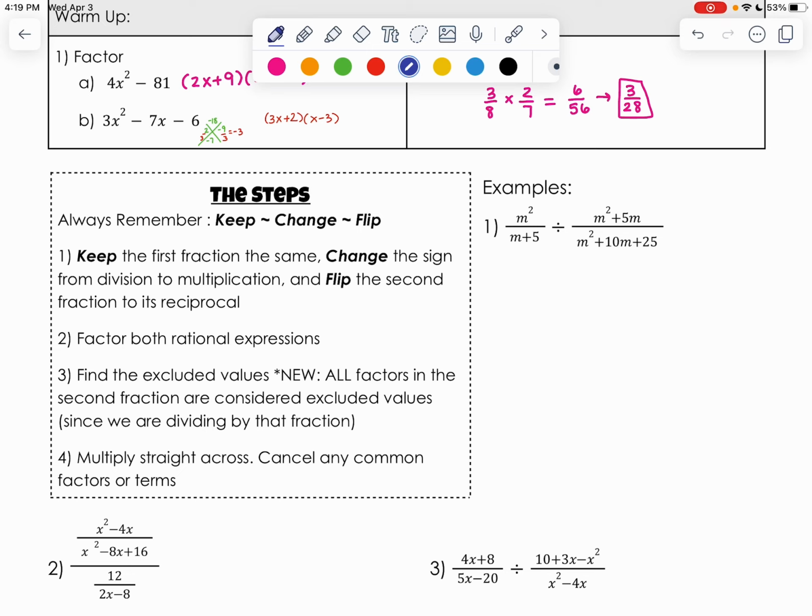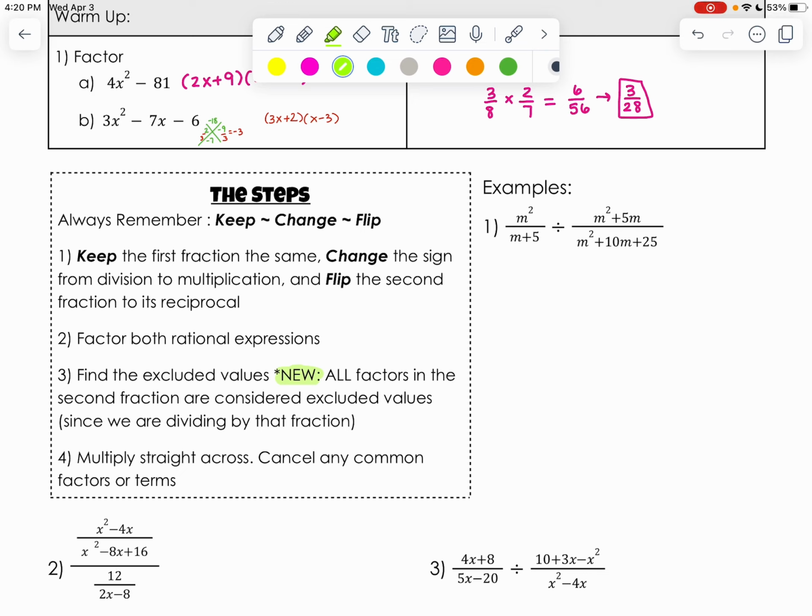After you do keep, change, flip, then you should factor both rational expressions, both the first and the second. After you do that, you're going to find the excluded values. But here's something new. All factors in the second fraction are considered excluded values, since technically we're dividing by that fraction.